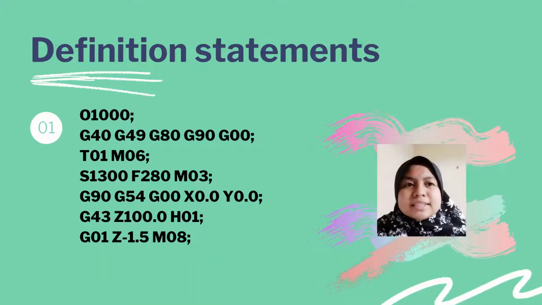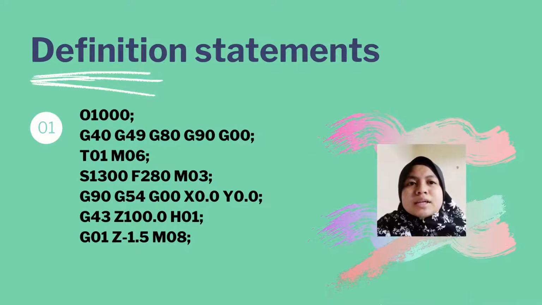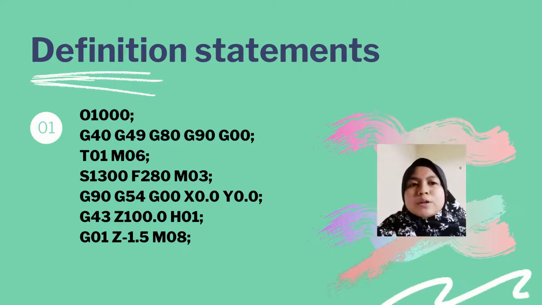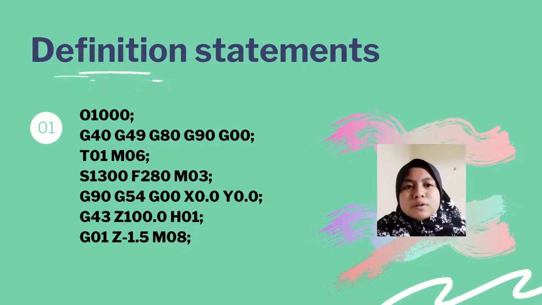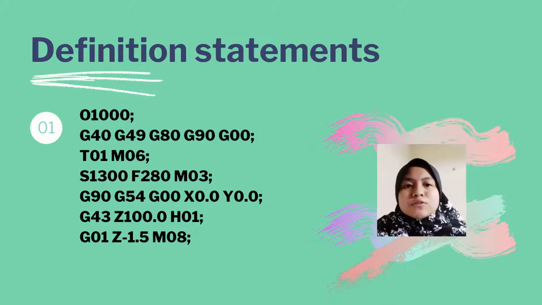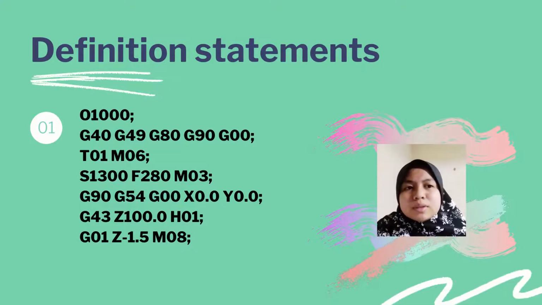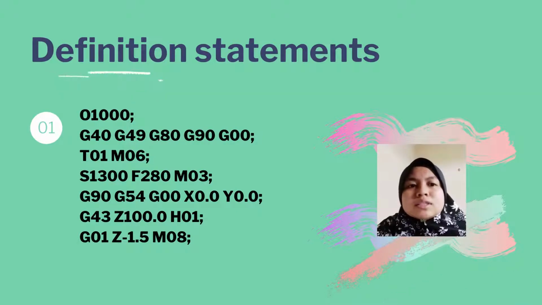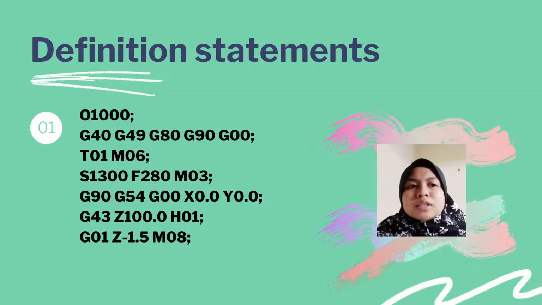For the first line in the definition statement, it's about our program number. Then we define the code of the safety conditions, which is G40 to turn off the cutter diameter compensation, G49 to cancel the tool length compensation, G90 to get the absolute dimension input, and lastly G00 to set the rapid traverse.